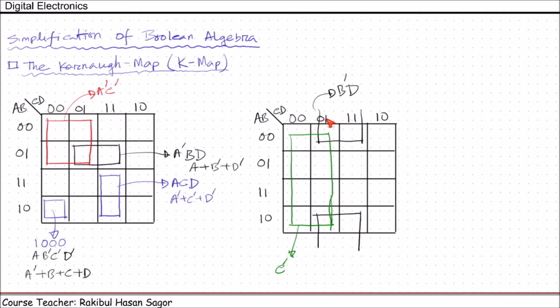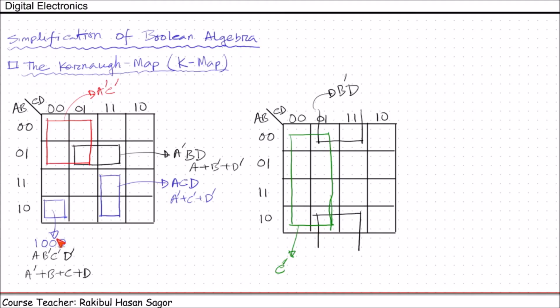D equal to 0, D equal to 1. So these two lines are true for D equal to 0 and D equal to 1. For both values of D, we can ignore D. So the name of this green box will be C prime. You can see the number of terms becomes less if you increase the number of adjacent cells.